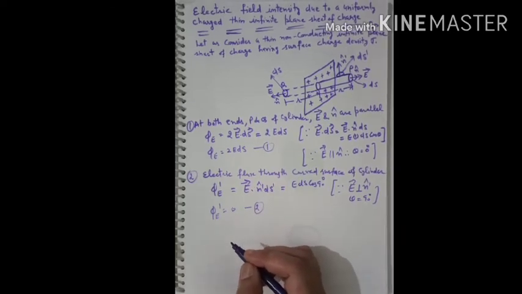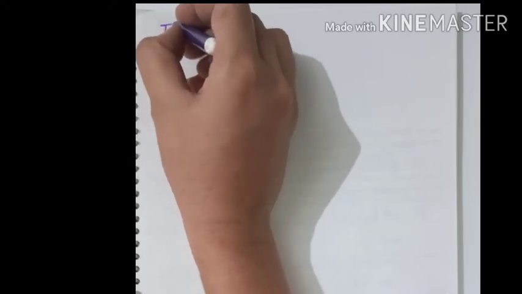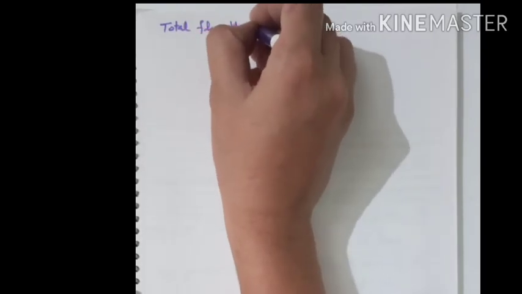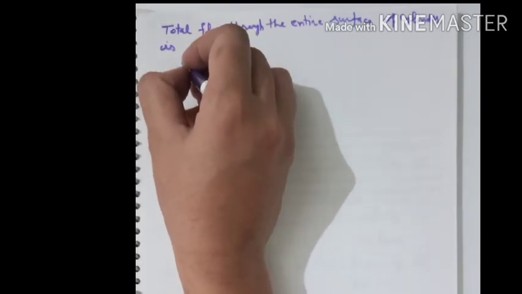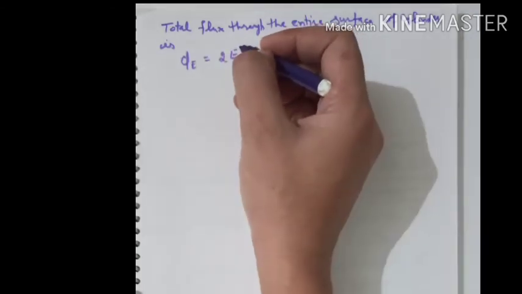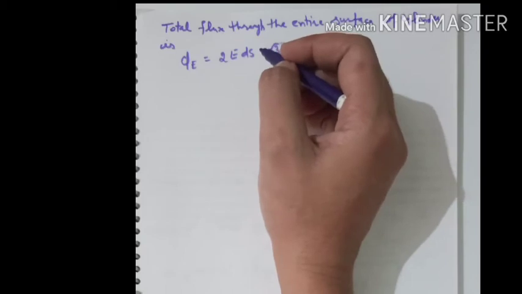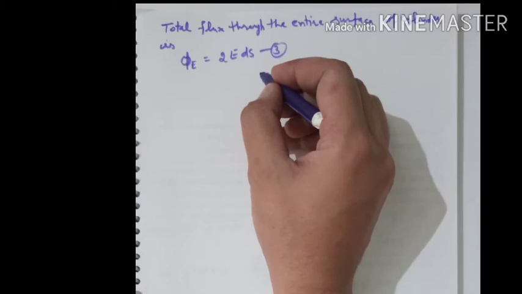So now we find the total flux through the entire surface area of this cylinder. The total flux through the entire surface of the cylinder is, from equation number 1 and 2, the total flux phi E equal to 2 EDS. Say that this is equation number 3.